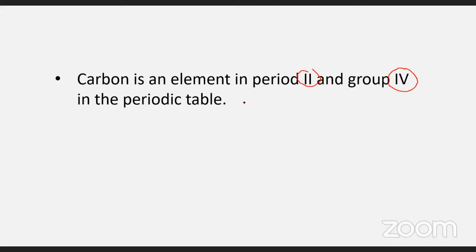When we say it is found in period 2, it means that it has 2 energy shells, or what we normally call energy levels. Carbon has atomic number of 6. So if I'm to write its configuration, it would be 2, 4. So as I said, here in period 2, because of having 2 energy shells. Then we are saying it is in group 4 because it has 4 electrons in its outermost energy level.